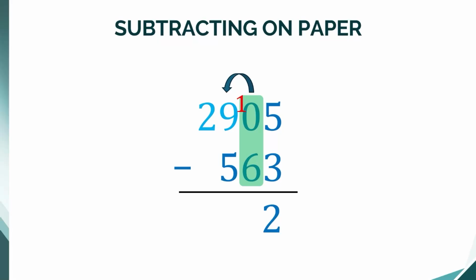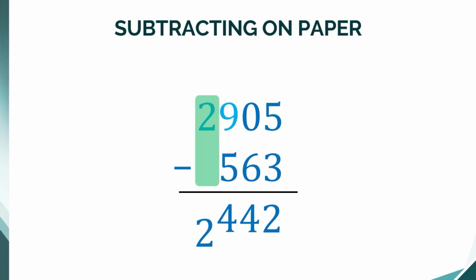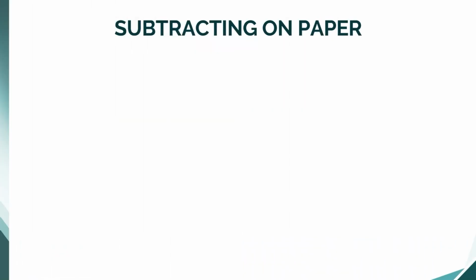Now we can actually do this column. What is 10 minus 6? It is 4. And then we just repeat the process. We just go to the left. What is 9 minus 5? It is 4. And then finally, what is 2 minus 0? It is 2. So notice we had to do a double steal there. You'll get good at this the more you practice it.